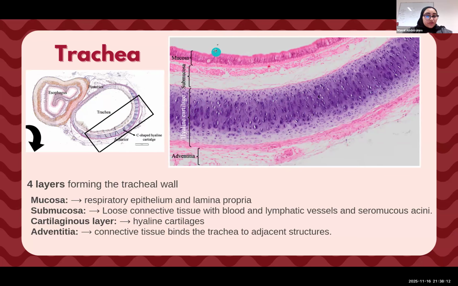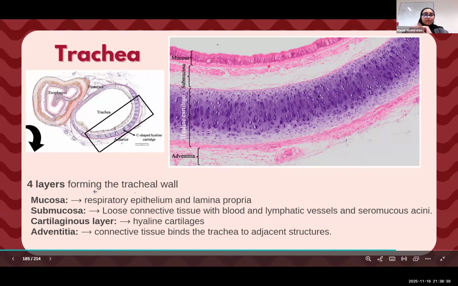Now, the mucosa has the respiratory epithelium. Can someone tell me what respiratory epithelium is? I mentioned it earlier. Pseudostratified columnar with goblet cells. So, and don't forget ciliated. Yeah, cilia. Perfect.